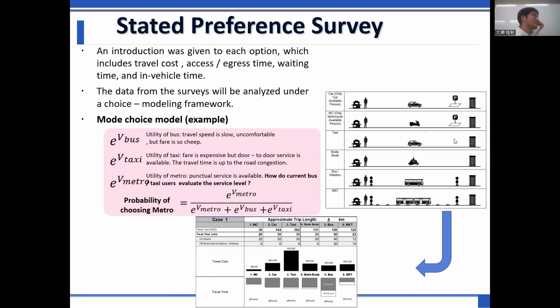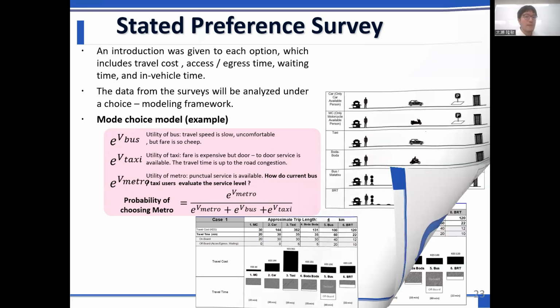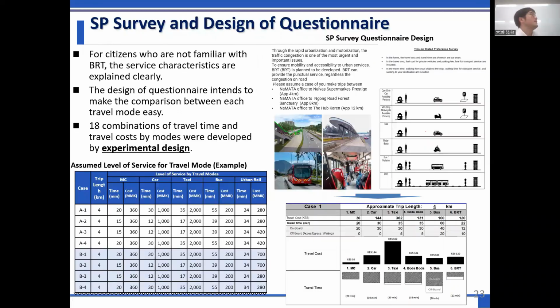So there, as explained before, the utilities of the public transport and every other mode can be compared to estimate the probabilities of choosing some mode. In these cities, this stated preference survey is to estimate the modal split, modal share, including the BRT.